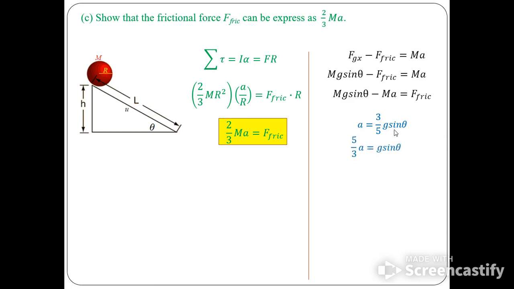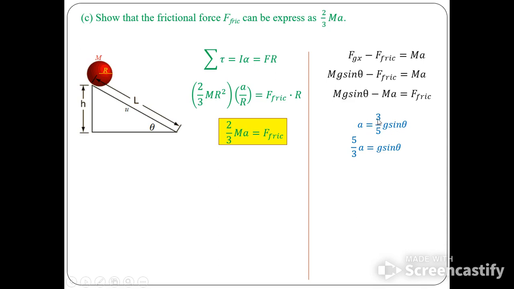So manipulating this one though, you do have to manipulate for g sine theta. So this is a quick trick. Why? Because again, we don't want any sine theta in our statement because the question is asking us to prove that Ffric is indeed 2/3 ma. So you have to identify what you need to get rid of. In this case, I want to get rid of sine theta. Why? Because the statement has no theta in it.